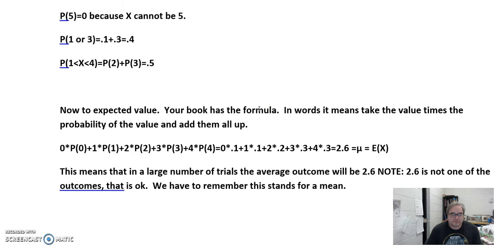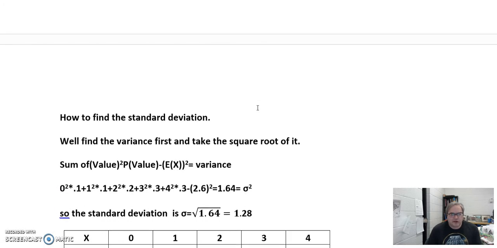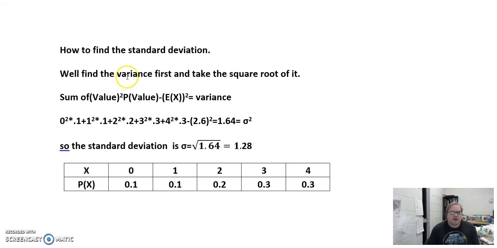It's an average. Now I'm going to scroll down here. Standard deviation. So if we could find a mean of that distribution, we can also find a standard deviation. The book has one formula. It's fine, lovely, but I prefer this one here. Sum of the value squared times the probability of the value. You're going to sum that all up minus the expected value squared.